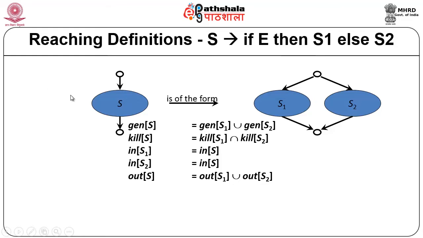Now, gen of S will be something could be generated by S1, okay, and something could be generated by S2. I have to account for both. Okay. That is why gen of S is gen of S1 union gen of S2. Whereas, okay, supposing I follow this particular path, it will be gen of S1 only, which is okay. In that case, gen of S2 will be null. If I follow this particular path, it will be gen of S2 only. In that case, gen of S1 will be null. So, therefore, gen is fine.